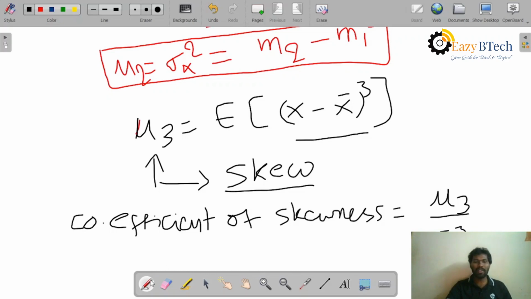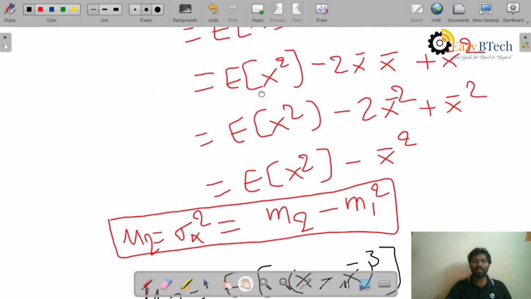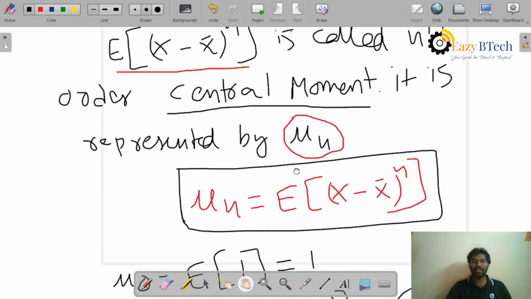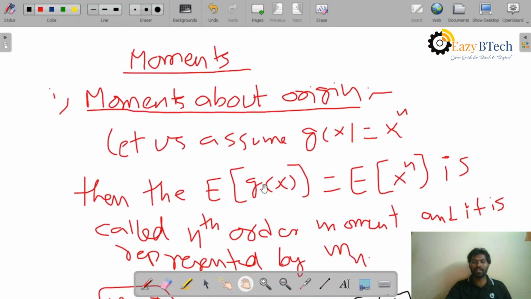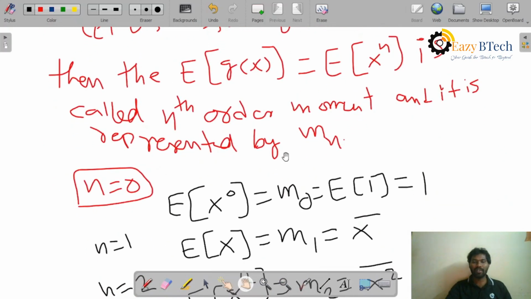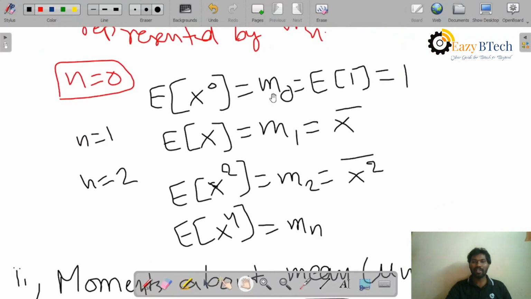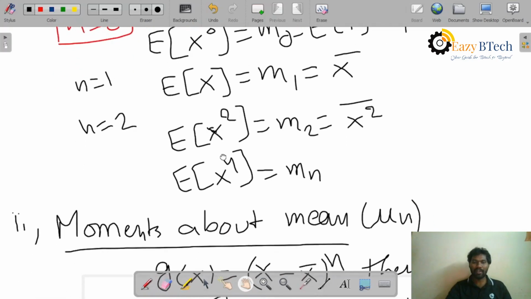These are the formulas we should remember while doing any problem. These formulas are enough to do any problem in this unit. The first one is moments about origin, represented by mn. Expectation of x to the power n is called the nth order moment. If n equals 0, expectation of 1 is equal to 1. If n equals 1, it is called the first order moment. If n equals 2, it is called the second order moment. In the same way, we increase the n value.